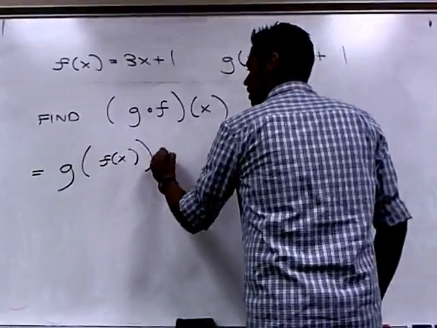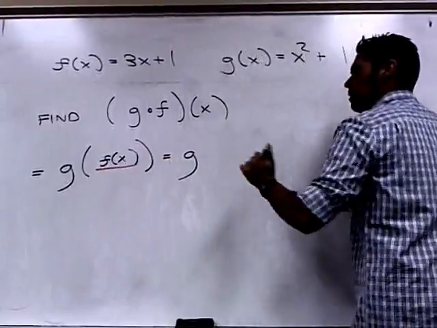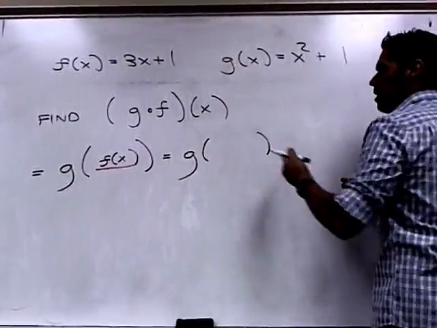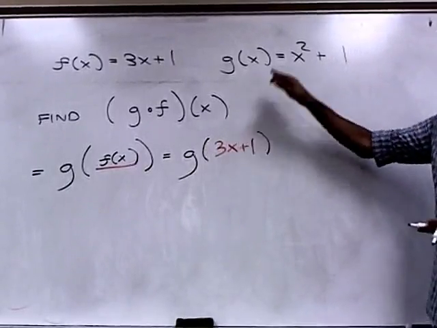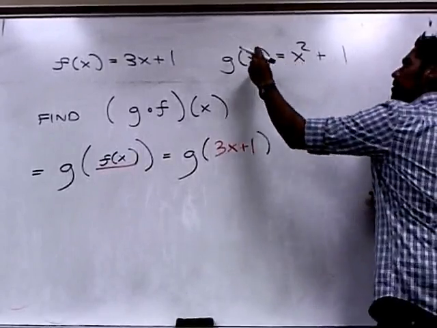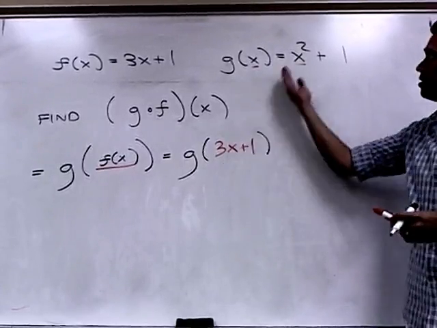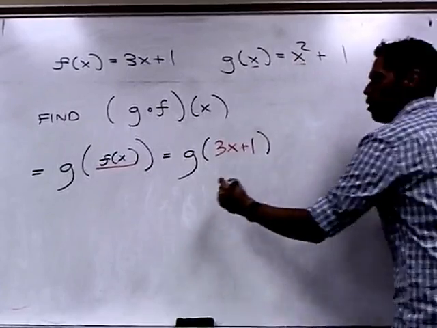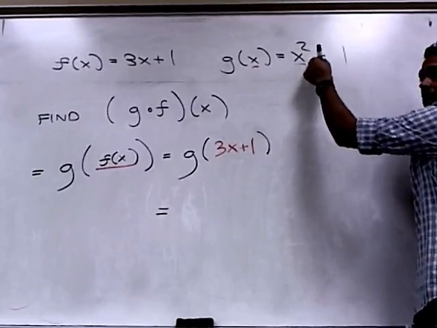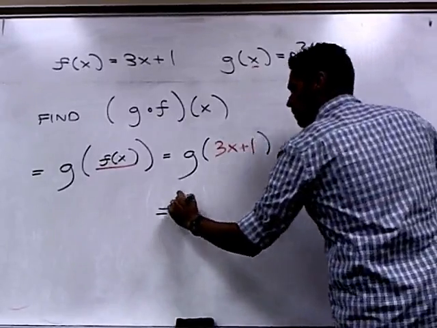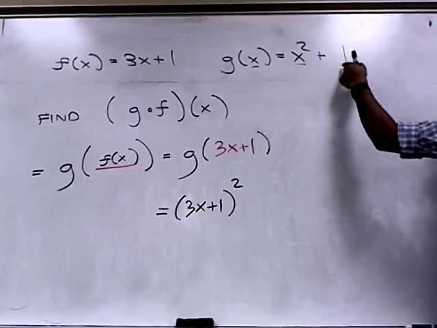Now replace f of x with what f of x is. What's f of x for us here? 3x plus 1, right? Now 3x plus 1 needs to be plugged into the g function for x. So you're just passing this into g now for x, which would become what? I'm going to square it, right? So I'm going to take that whole thing, 3x plus 1, I'm going to square it, and then I'm going to add 1.